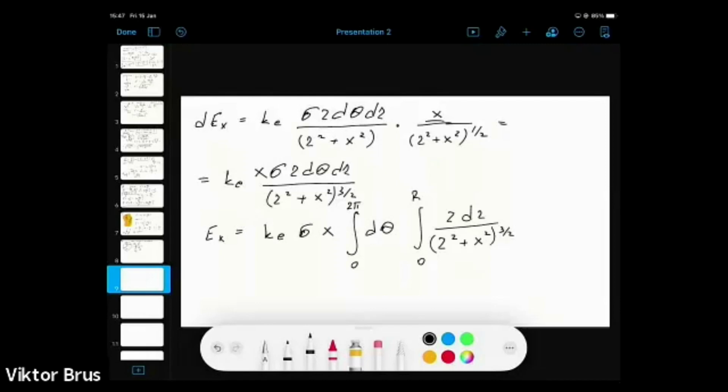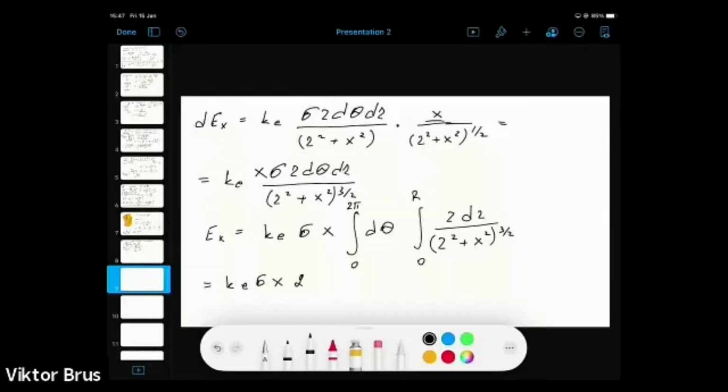Okay, so in this case, the first integral is very simple. It will be k e sigma x times 2 pi, because we subtract 0 from 2 pi.